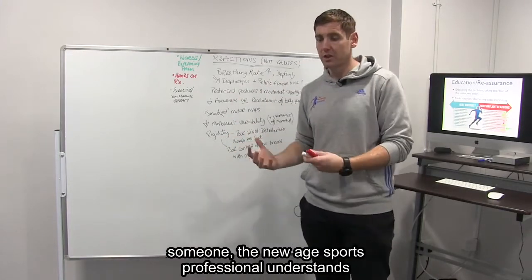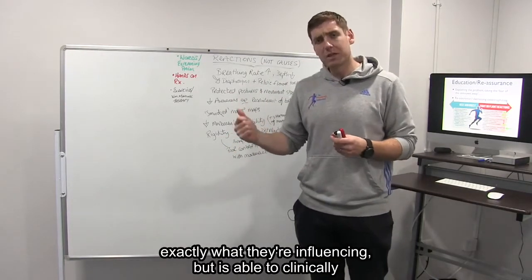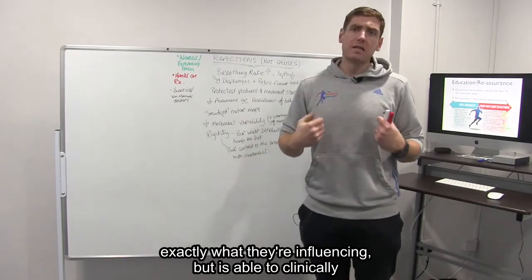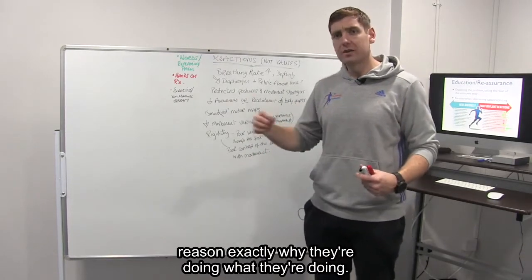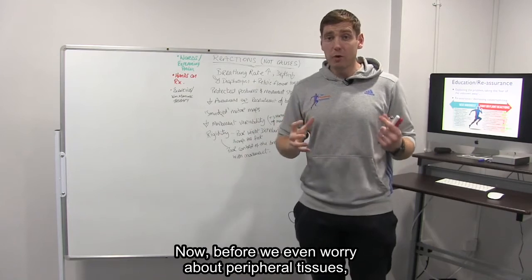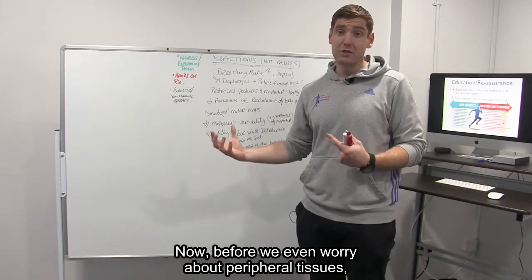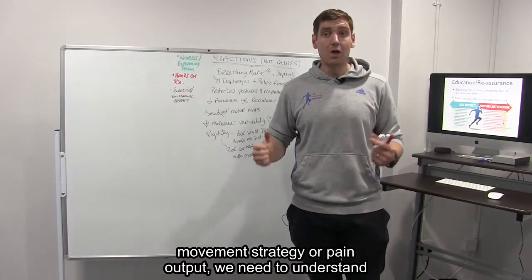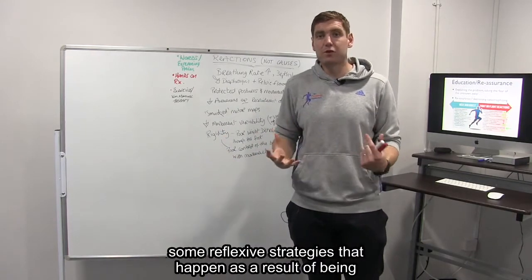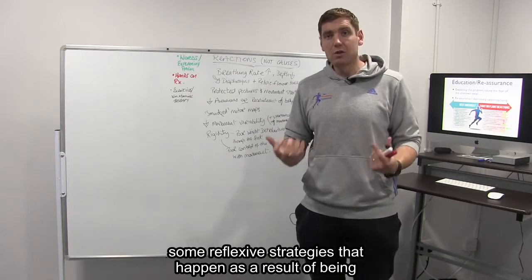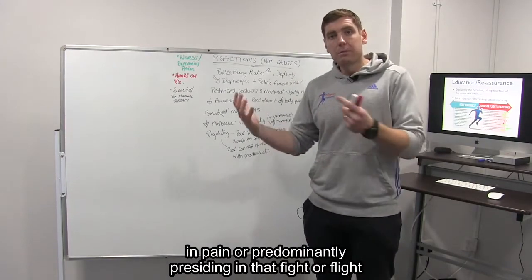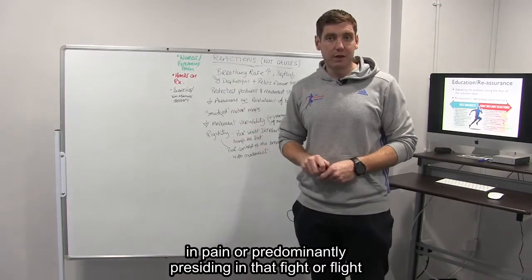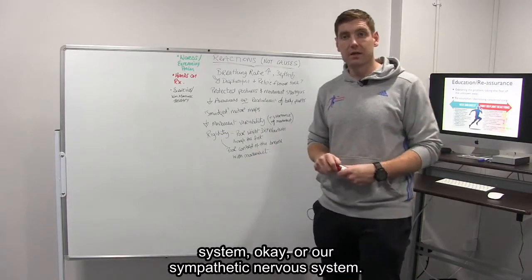The New Age sports professional understands exactly what they're influencing, but is able to clinically reason exactly why they're doing what they're doing. Now, before we even worry about peripheral tissues, if there are peripheral tissues contributing to this movement strategy or pain output, we need to understand some reflexive strategies that happen as a result of being in pain or predominantly residing in that fight or flight system, or sympathetic nervous system.